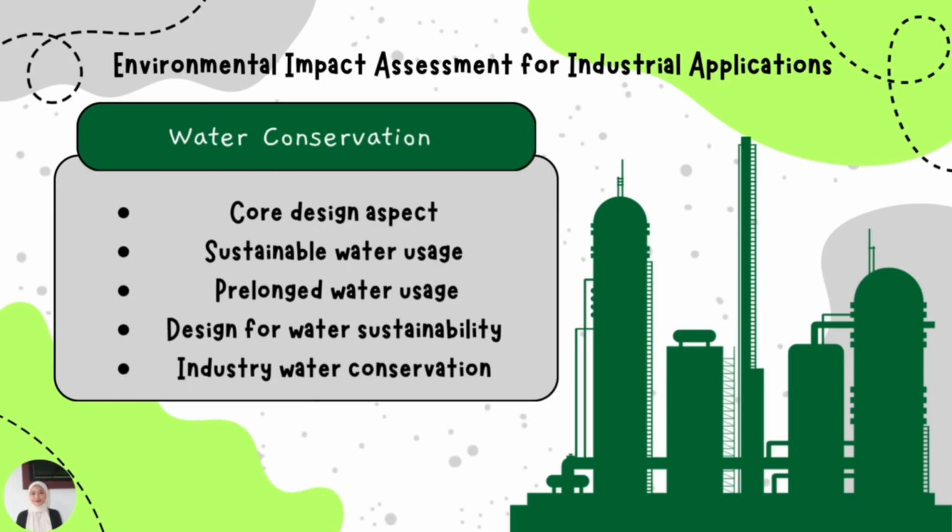The third one is prolonged water usage. Using and recycling water in industrial operation helps extend its usability and minimize freshwater demands. The fourth one is design for water sustainability. Infrastructure should be designed to integrate water saving in technologies such as rainwater harvesting, closed loop cooling system, and also wastewater treatment. And the last one is industry water conservation. Companies should adopt water efficient practice, invest in modern equipment, and comply with regulation to reduce their environmental footprint.